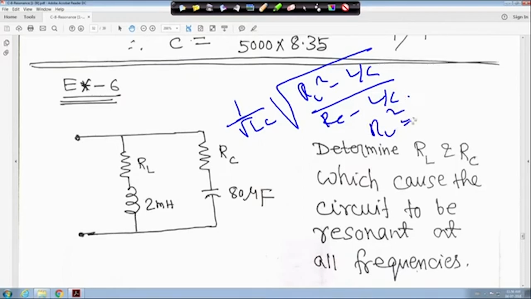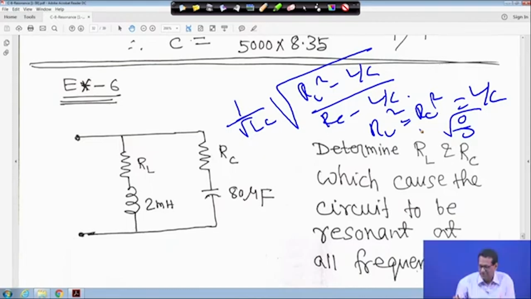If RL square is equal to RC square, is equal to L by C, then it resonates at all frequencies, because this square root term actually becomes 0 by 0, undefined. So resonance will happen in all frequencies. Further, you have to find out the RL and RC based on this condition.